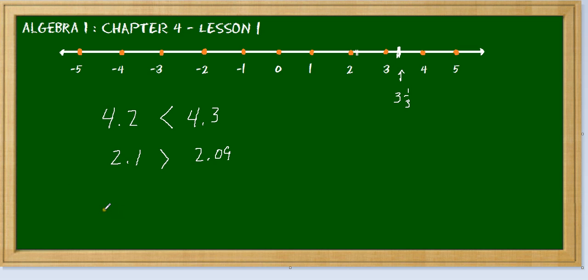And now we have the negative representation of the same problem. In that case, we have 2.1, let's say, is there, and 2.09 is right next to it, we would say that 2.09 is greater than, because it's to the right of 2.10. Okay, so that's number 7.